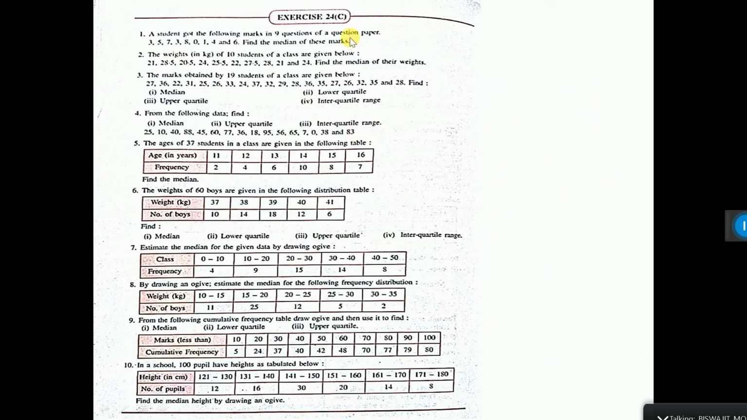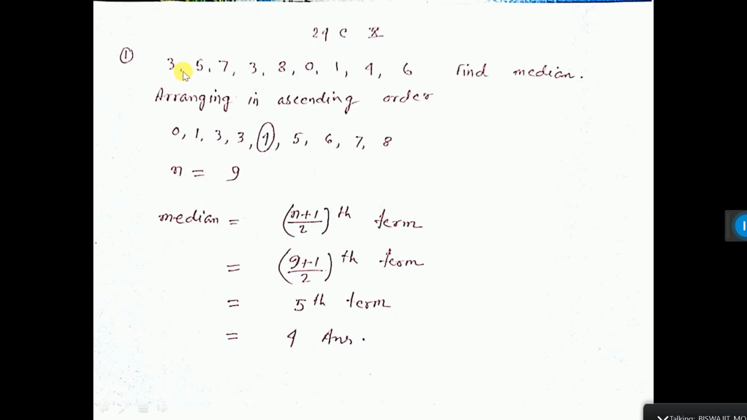So we can solve these sums. These are the sums we can solve now. Let me show a few sums for you. See here, sum number 1. These are the data. We have to find the median.